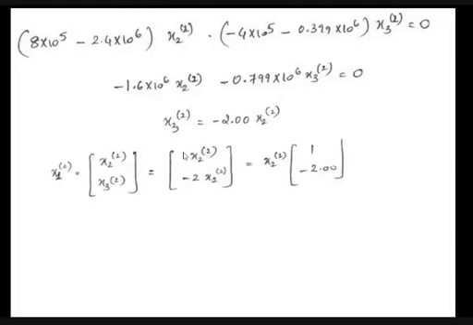So now I'll write it in the form x of 2 is equal to x2 of 2, x3 of 2, which is equal to x2 of 2. I've got x3 of 2 as minus 2 x2 of 2, which is equal to, I've got x2 of 2 outside, 1, minus 2. So this is the eigenvector for the second mode shape.